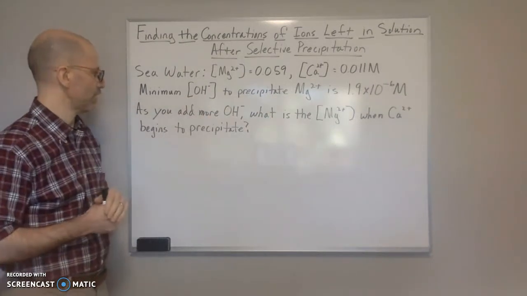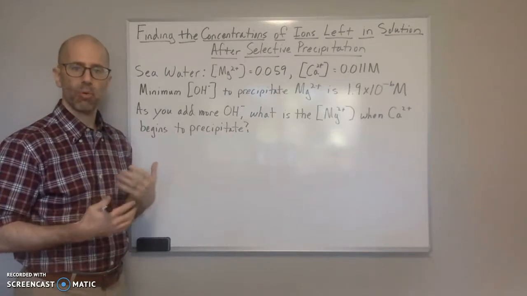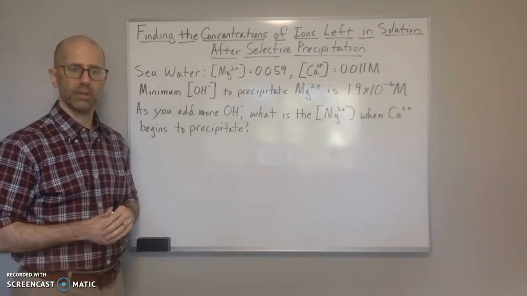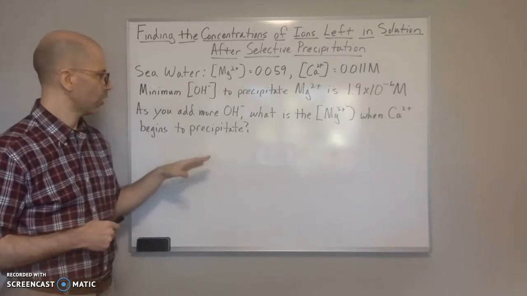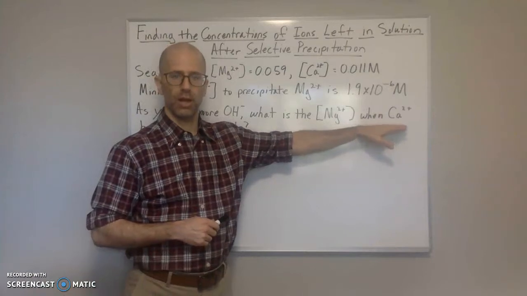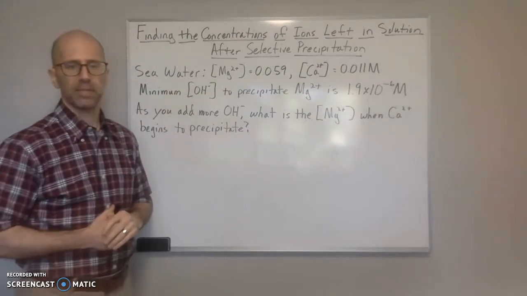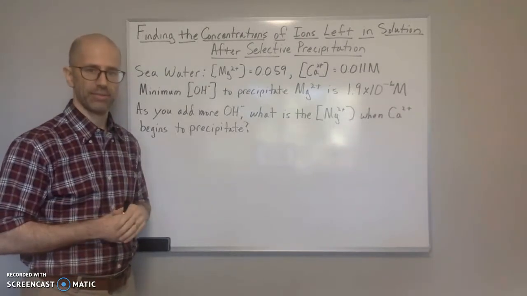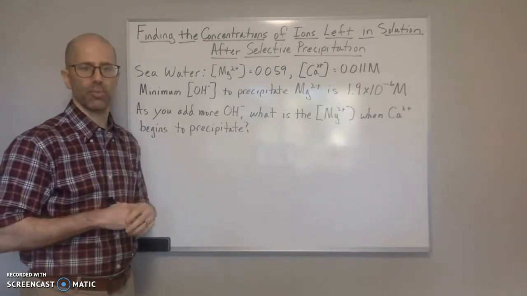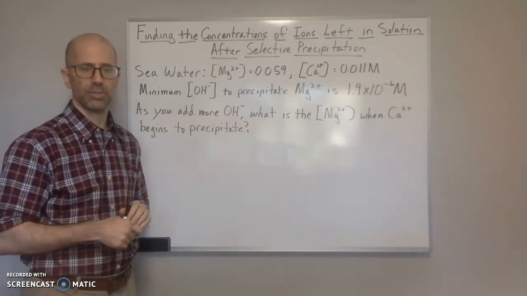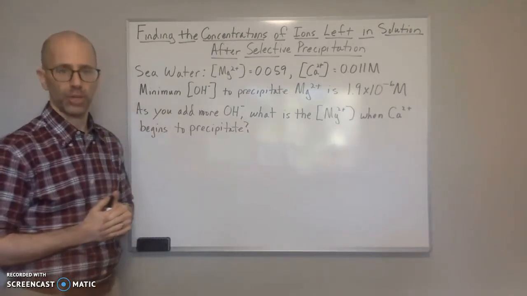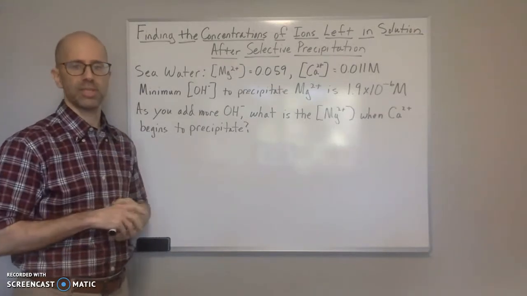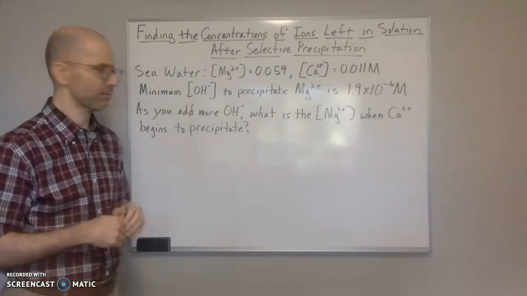Now this question is asking, as you add more and more hydroxide ion to precipitate out more and more of the magnesium, at some point you are going to start to precipitate out your calcium ion. And so the question is, how much of the magnesium ion is left as soon as you get to the point of calcium starting to precipitate out? So the first thing you're going to want to do is find the minimum OH concentration that you would need to start to precipitate out the calcium. So that's the first thing we need to do.